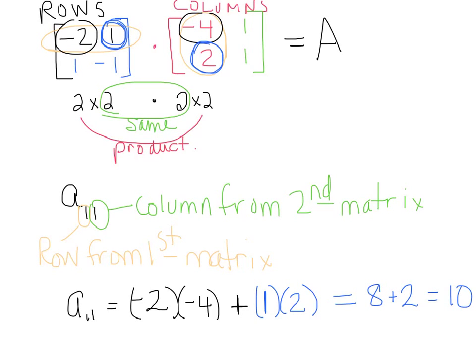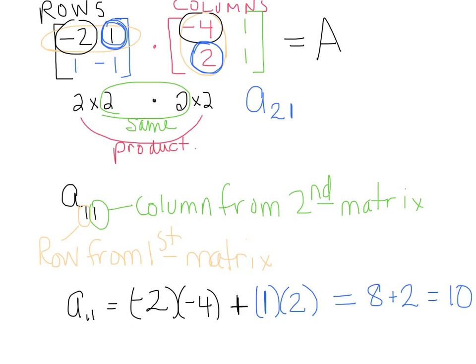Whew! That seems like a lot, and it is, but it'll start going faster when you get the hang of it. So let's go ahead and try another element. Then I'm going to move up here. I'm going to go to A. This time I'm going to use the second row from the first matrix and the first column from the second matrix. So what are we talking about?